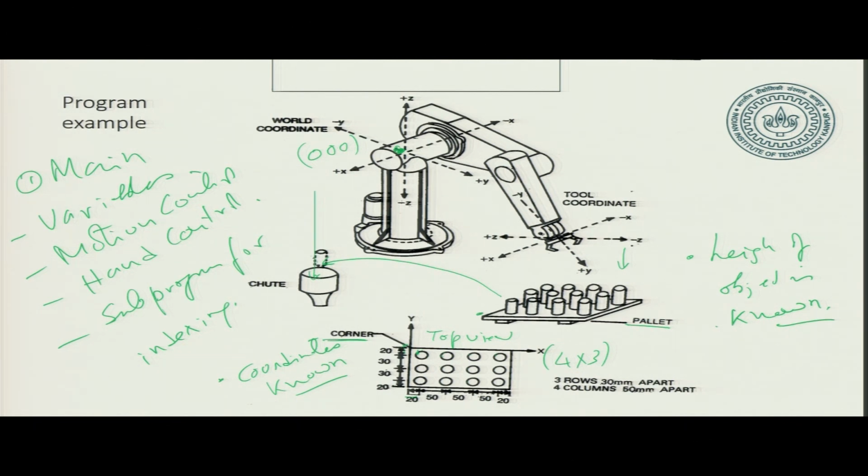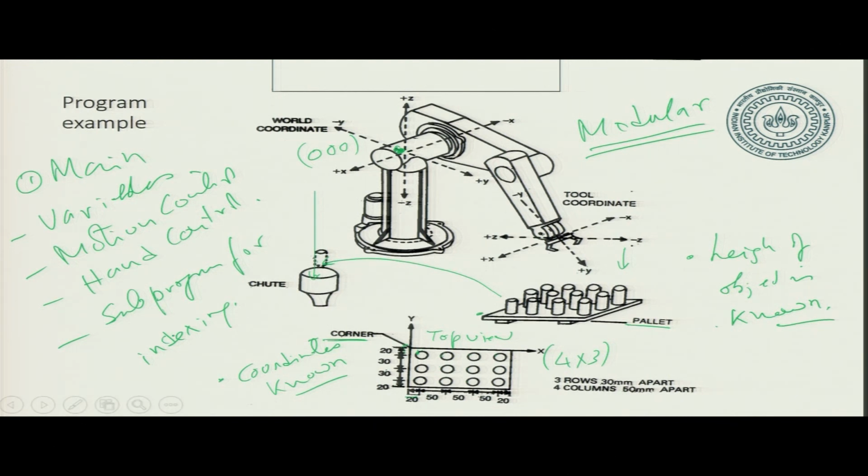So, a good way is to write the program in a modular fashion. A very, very good way is the modular way of writing a program, in which we define the number of objects in terms of variables, and if I change my variables, then the same program is going to work. The indexing I am going to do with a subprogram, so that for the indexing the robot does not have to stay in the main program.